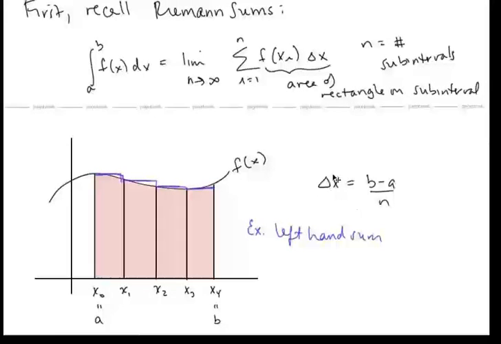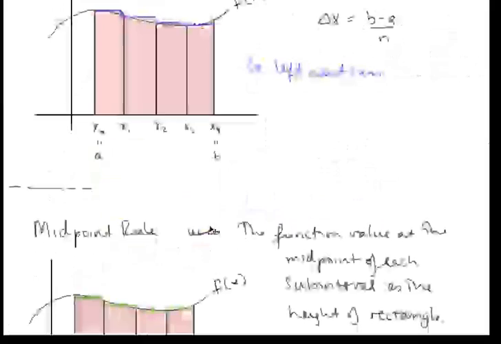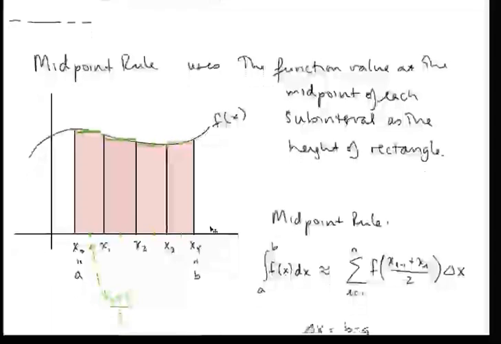Now we're going to use the same notation here, delta x equals b minus a over n, but we're not going to always be using rectangles. We're not going to necessarily have a left-hand sum or a right-hand sum. We're going to have a couple of other methods. So the first method I want to talk about is the midpoint rule.